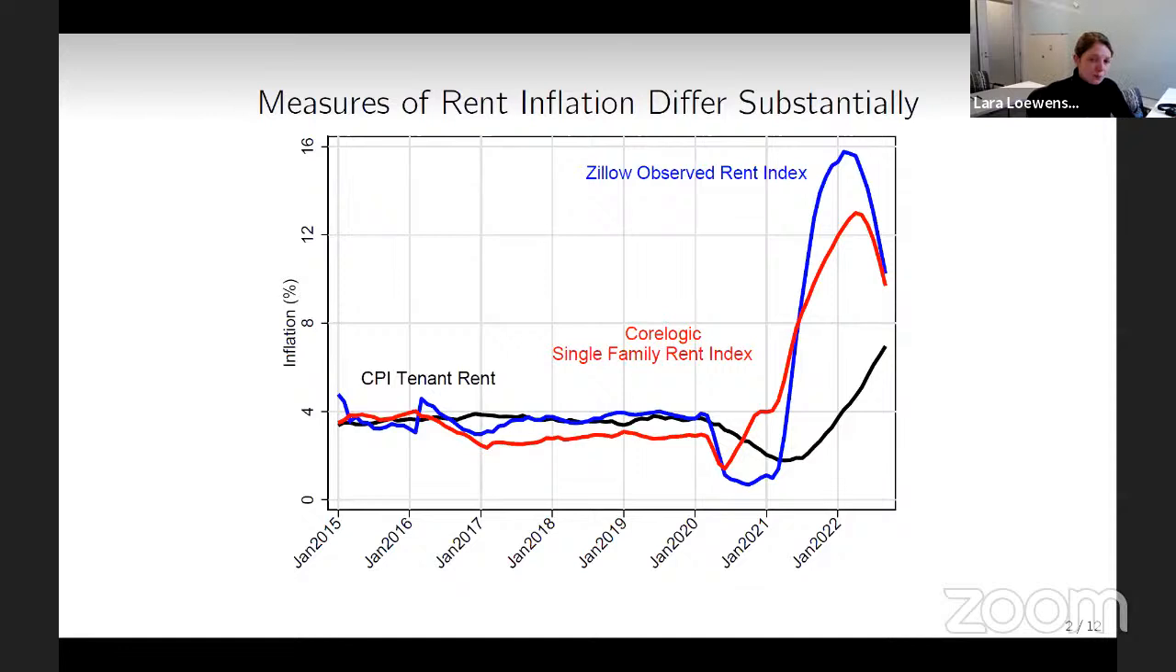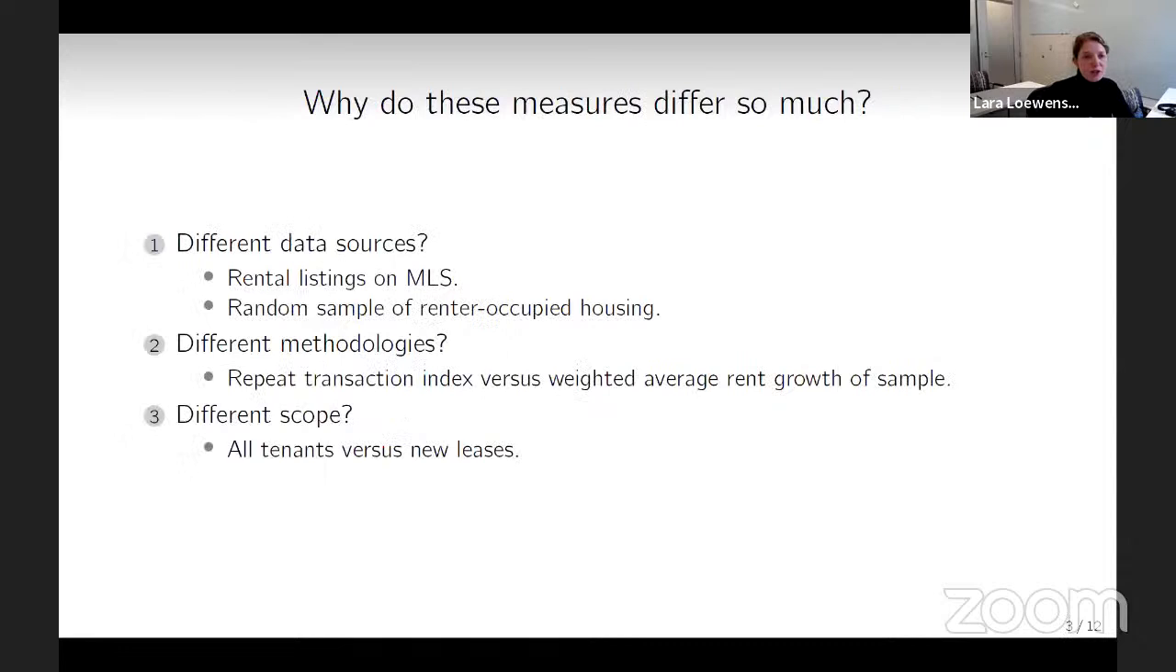And so what we want to do in this paper is understand why these different measures of rent inflation differ so much. I've shown you two, and there are others available, all culled from different sources. But there's a variety of reasons why they would differ so much from CPI tenant rent. One of those is that they're different data sources.